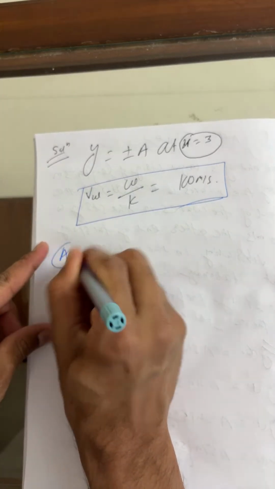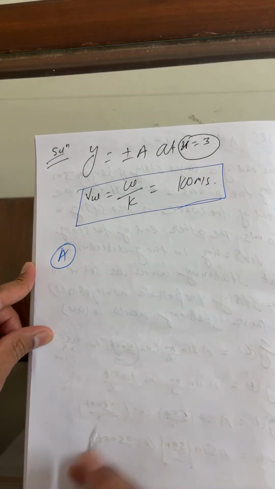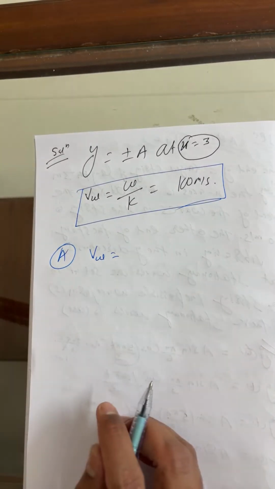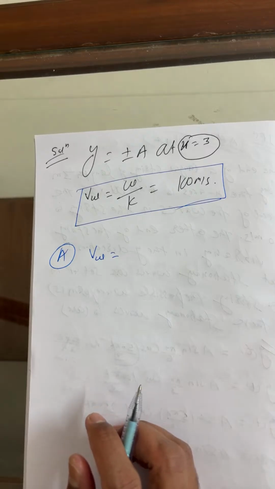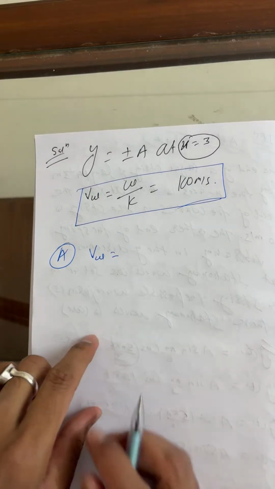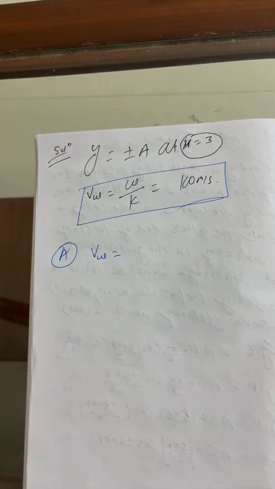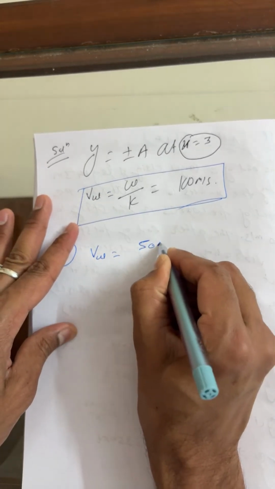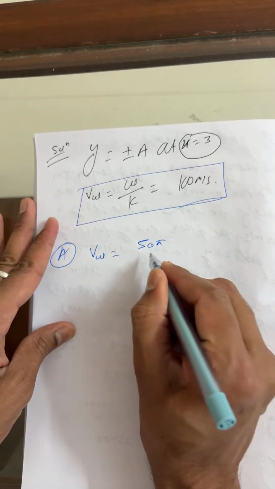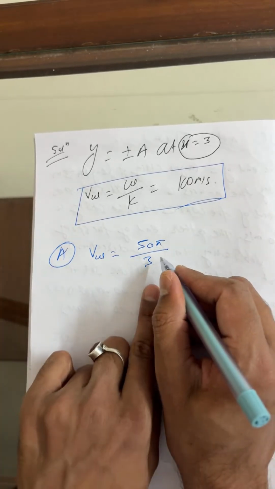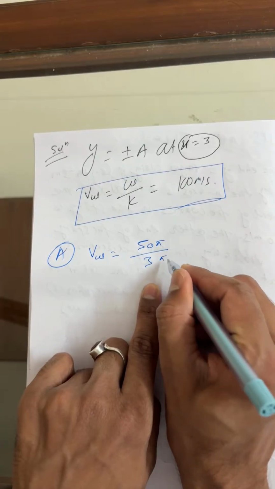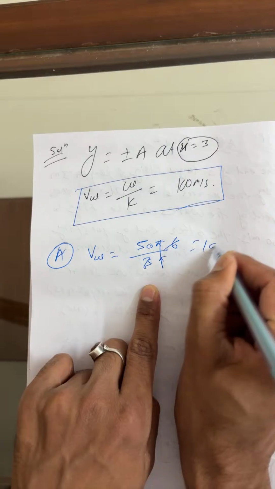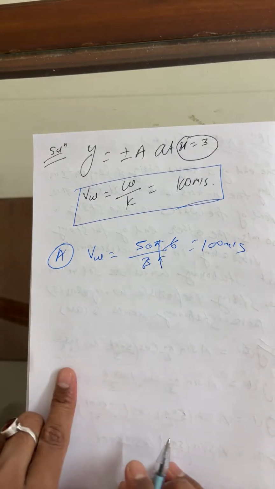Let us suppose I'm finding the velocity for case number one. In case number one, the velocity of wave is the coefficient of t by the coefficient of x. What is the coefficient of t? This is 50 pi upon 3 into pi into 6, cancel here, coming 100 meter per second.